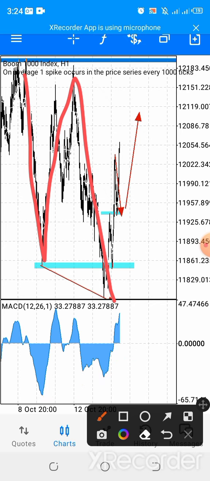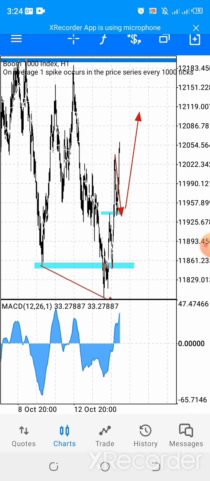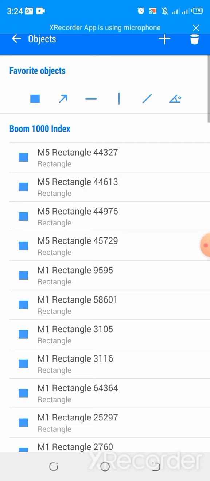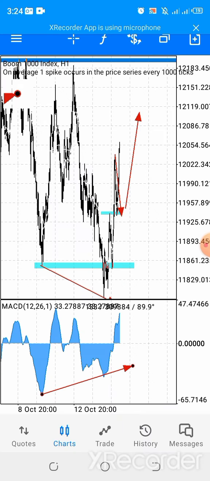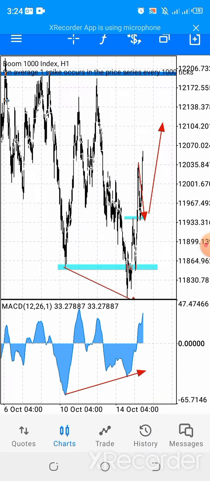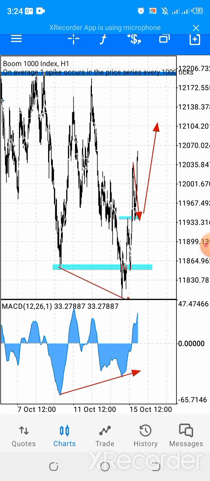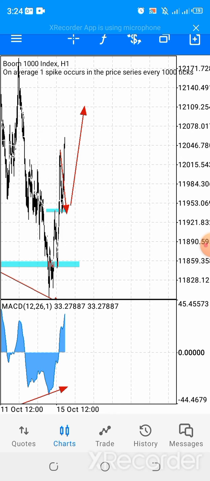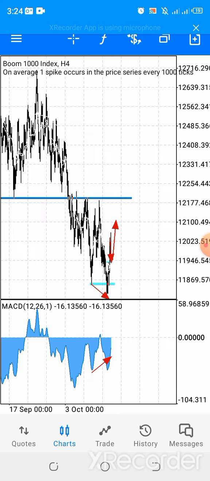So I am going to mark this. Okay, so that is what a divergence is, looking at this chart. Now, how do we use this to our advantage? How do we use this to our advantage? Even on the H4 chart, you can see that price was doing this from this very point.